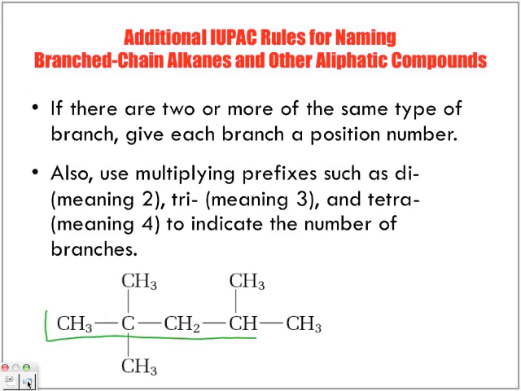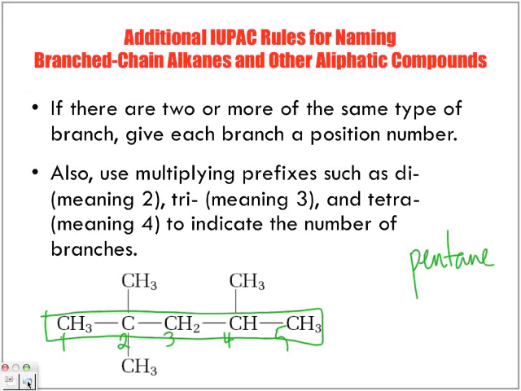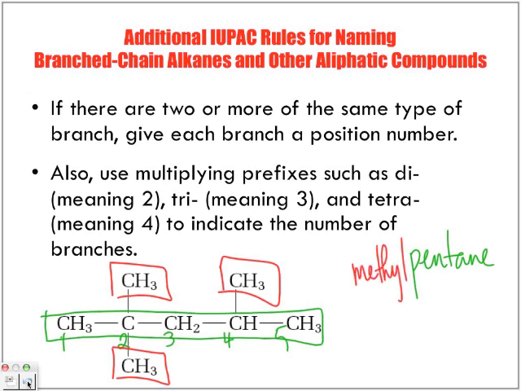So the main chain happens to be as follows. We've got 1, 2, 3, 4, 5 carbons. So we know we've got pentane, our main chain. Now, we have 3 branches from that. We've got 1, we've got another branch, and another branch. And they all happen to be a 1 carbon branch, so we know that they're all methyl. So it's a methyl pentane. Now, because we have 3 of them, we're going to use the prefix tri to tell us that we have 3 methyl groups that are associated with this pentane.